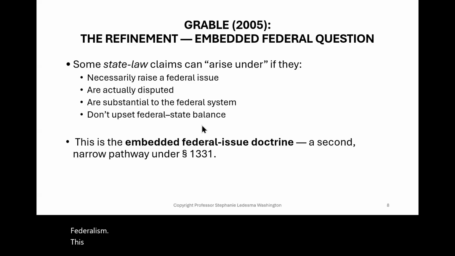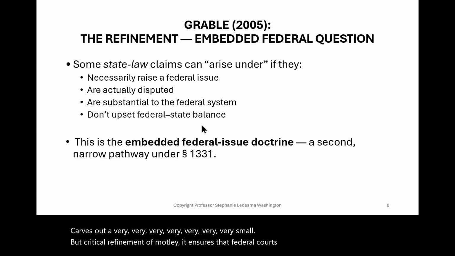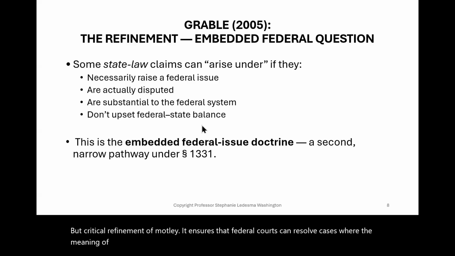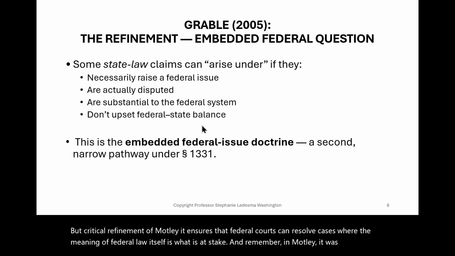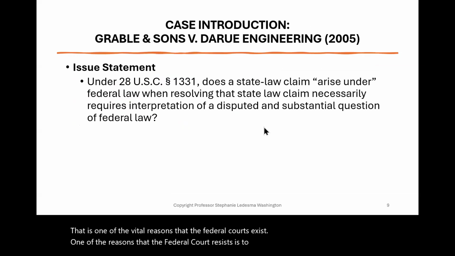This doctrine, sometimes called the embedded federal question doctrine, carves out a very, very small but critical refinement of Motley. It ensures that federal courts can resolve cases where the meaning of federal law itself is what is at stake. And remember, in Motley, it was Justice Marshall who said that is one of the vital reasons that the federal courts exist. One of the reasons that the federal court exists is to resolve matters just like this.